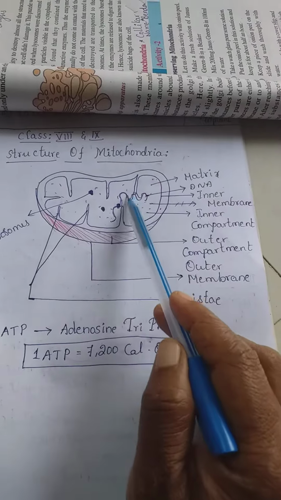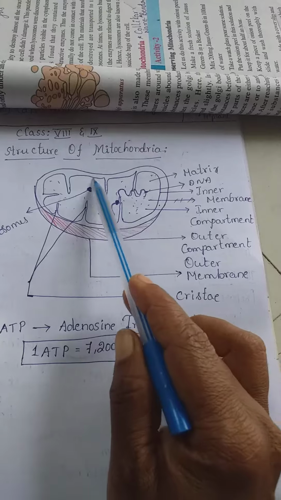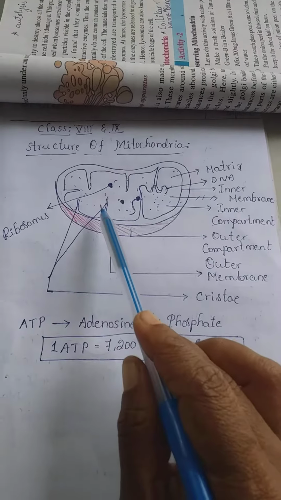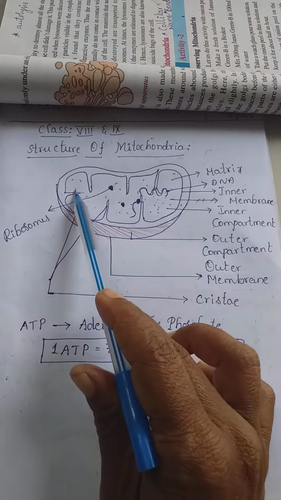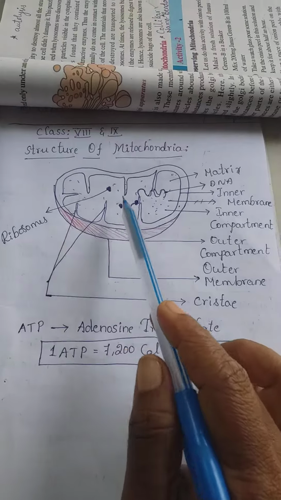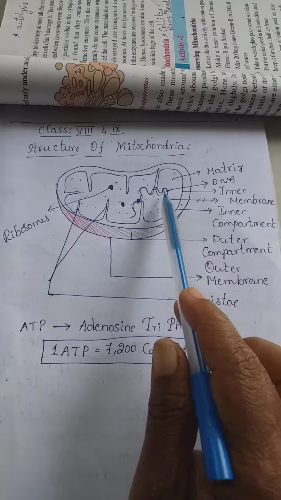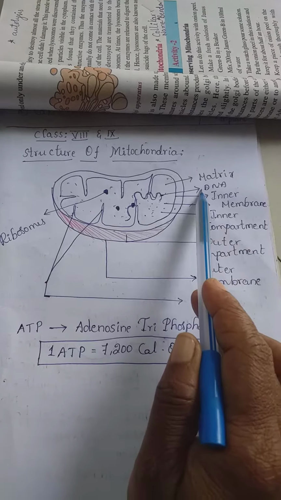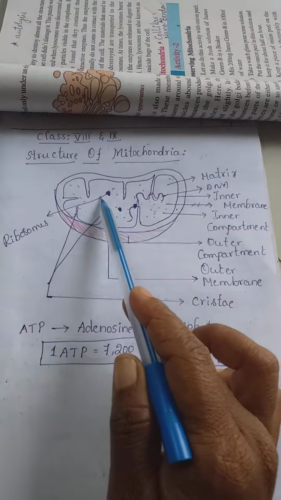The inner membrane is thrown into finger-like projections called cristae. These are cristae. These finger-like projections are called cristae. Inside the inner membrane there is a fluid called matrix, where we can see a single stranded DNA and ribosomes.